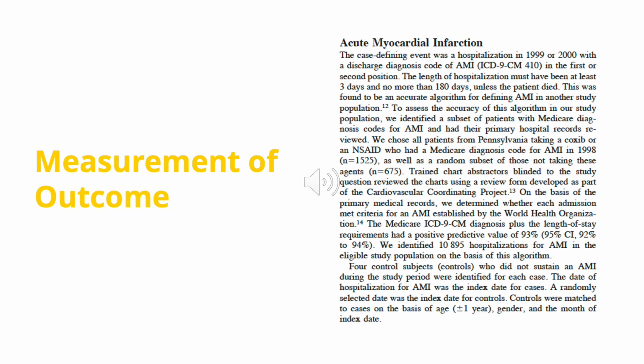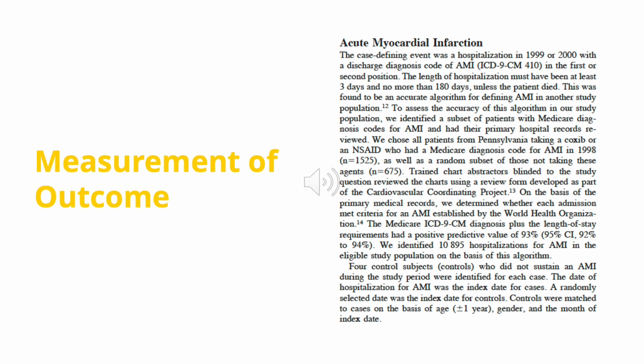So in order to measure the outcome of interest for this study, the outcome of interest being acute myocardial infarction, the case definition that the authors used was a hospitalization in 1999 or 2000 with a discharge diagnosis of acute myocardial infarction using an International Classification of Disease 9 code of 410 in the first or second position. So all this means is that they looked at diagnosis codes in pre-existing hospital data and looked to see whether they had a code that indicated whether they were in the hospital because of an acute myocardial infarction.